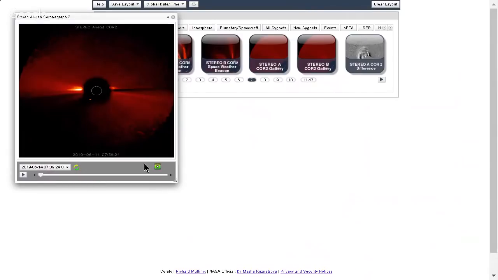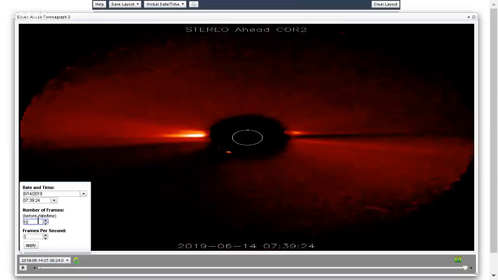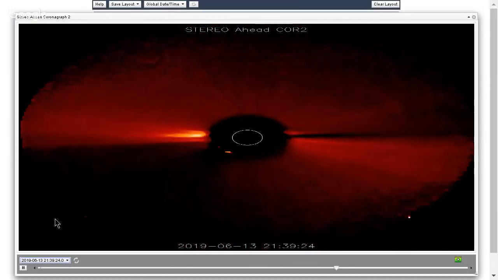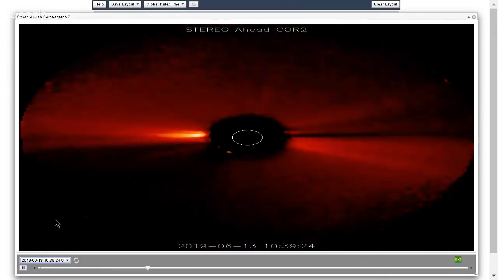We'll take a quick look at STEREO A's coronagraph as we typically do most days. Keep in mind, new viewers, that we do not need to have X-ray flares in order to have coronal mass ejections. Not a lot going on in the Earth-facing region right now. Pretty dark out there.